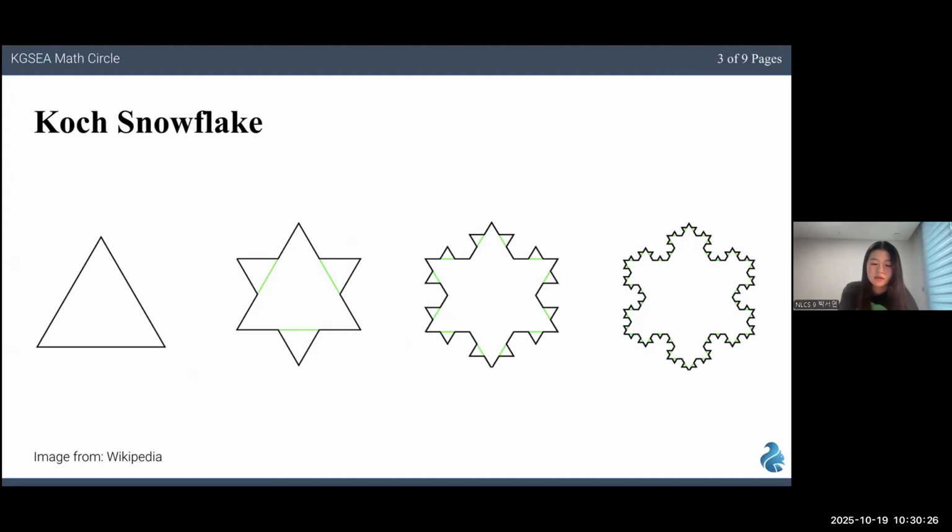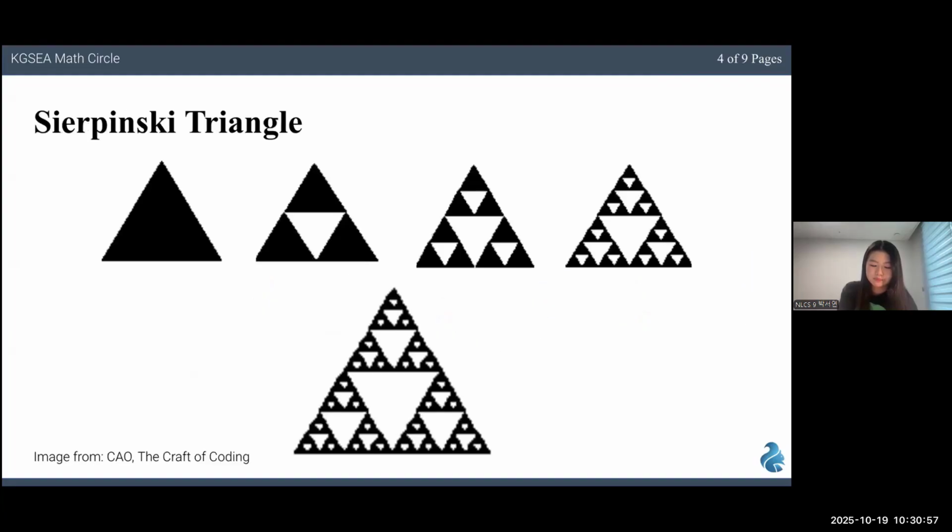In the next step, the same process is applied to each of the 4 line segments. Each line segment is divided into 3 equal parts, and a triangle is added in the middle. With every repetition, the number of line segments increases and the figure becomes more detailed. After many repetitions, the figure begins to look like a snowflake. An interesting property of the Koch snowflake is that its perimeter becomes infinite as the process continues forever. However, at the same time, the area inside the snowflake remains finite.